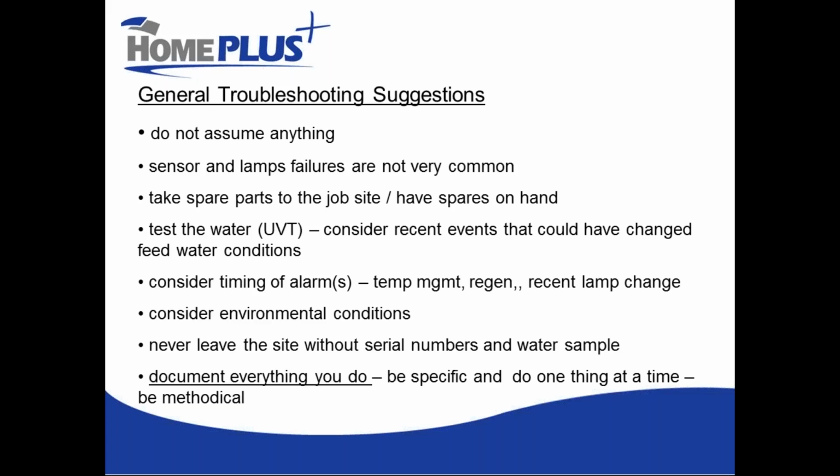If you're going to request assistance from the manufacturer or your supplier, make sure that you leave the site with serial numbers and ideally a water sample in case they want it for testing. And again, document everything you do and do one thing at a time. In troubleshooting, one of the frustrations that we deal with is someone will do 5 things to the system and they'll get it operating, and then the same problem will come up and they won't know which of the 5 things solved the problem. So then they have to do all 5 things again instead of the one true thing that solved the problem. So doing things one at a time, very methodical, helps tremendously.